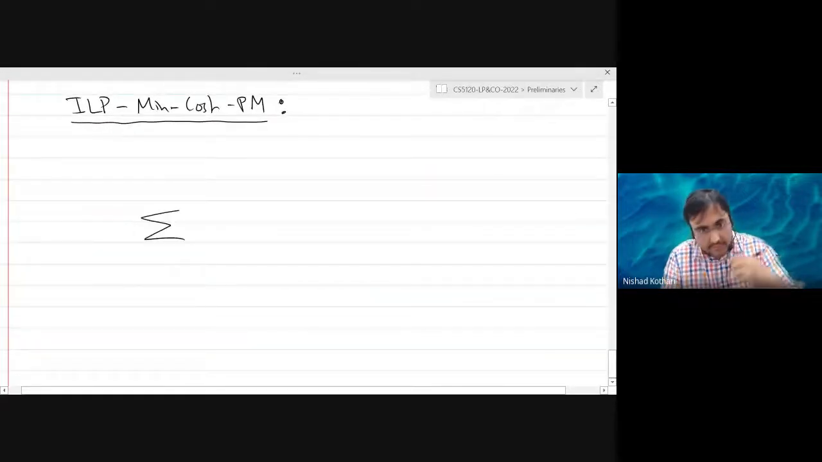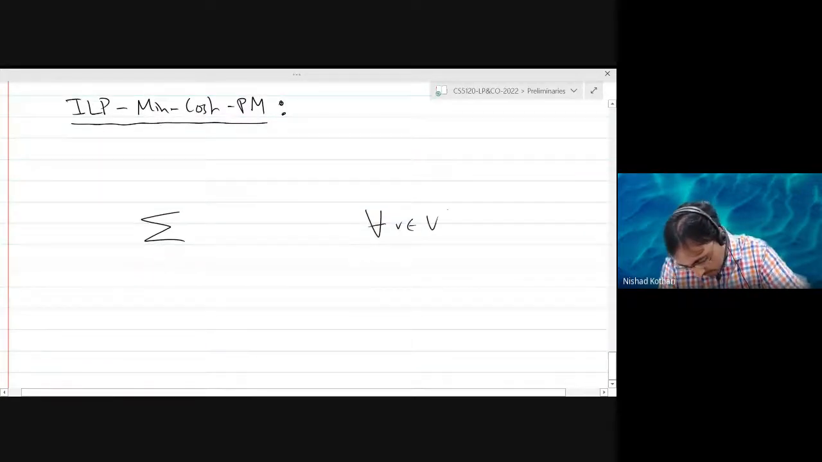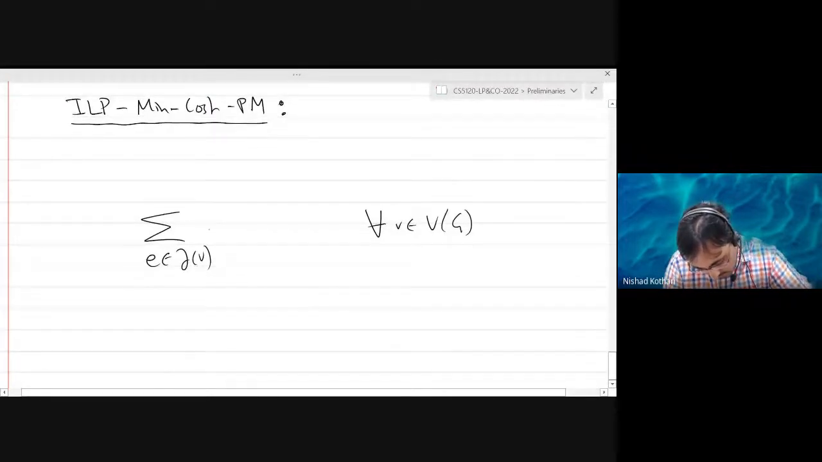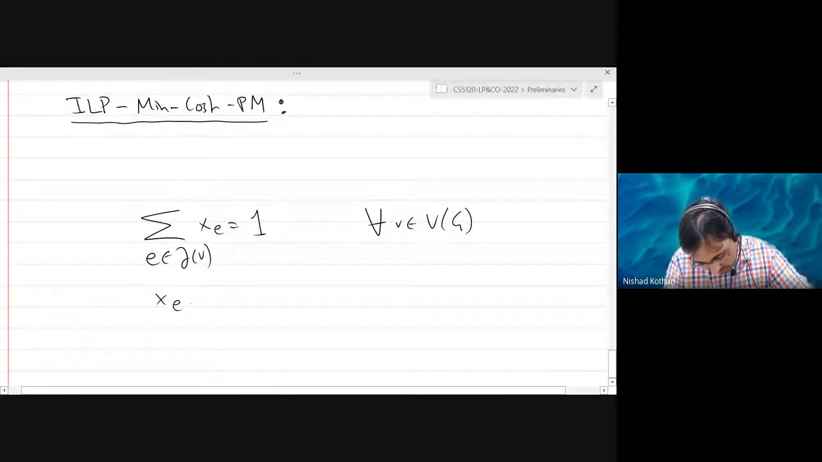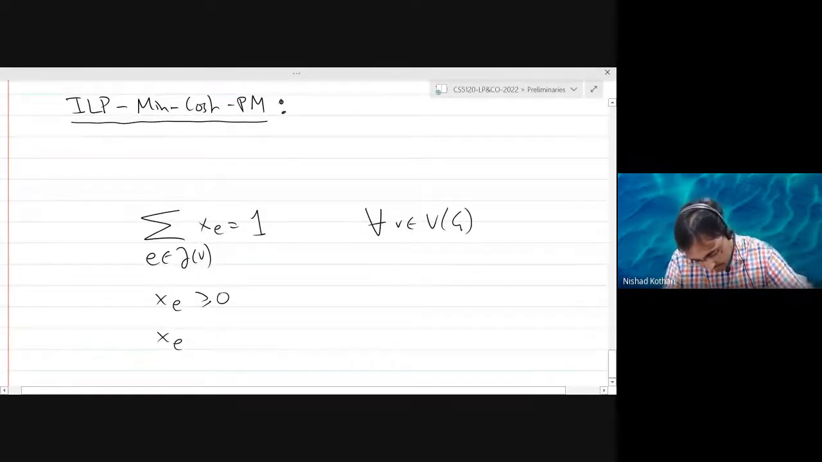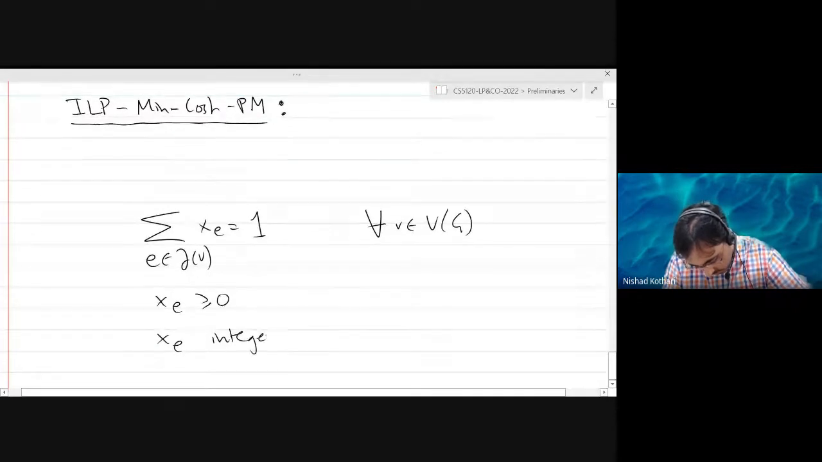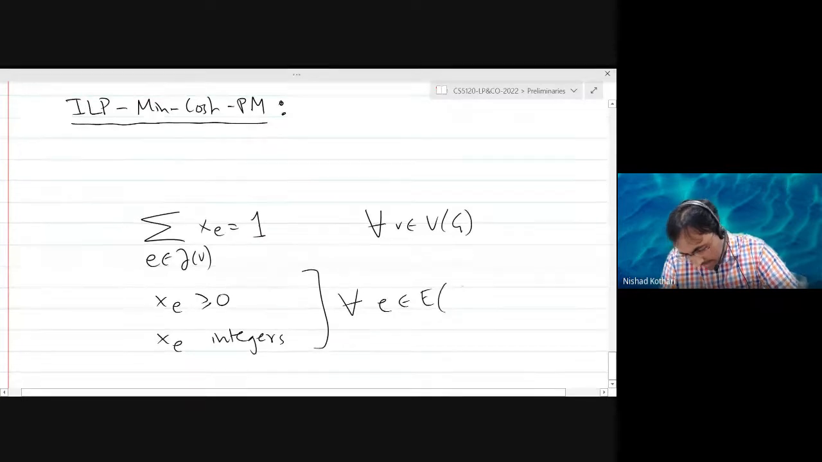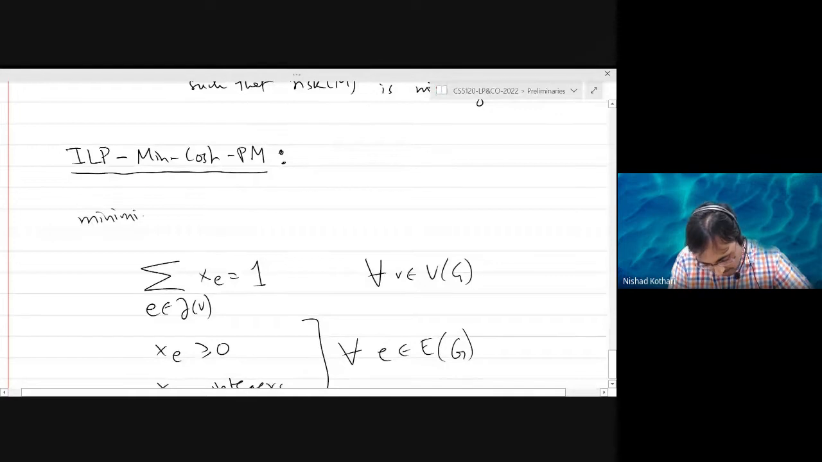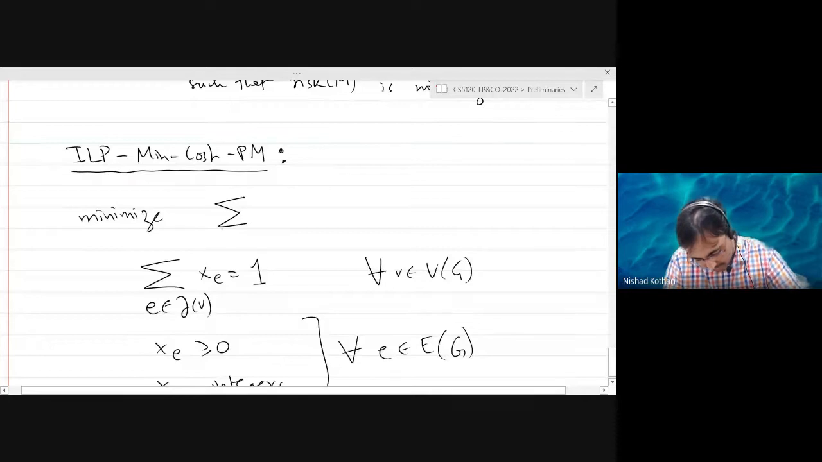So we have variables for each edge as before, and for every vertex of the graph, we want the sum of the edges incident at that vertex to be equal to 1. We want the x's to be non-negative. We want the x's to be integers, for all edges of the graph. And we have one more thing, which is we want to minimize the total cost of all the edges that we have chosen.